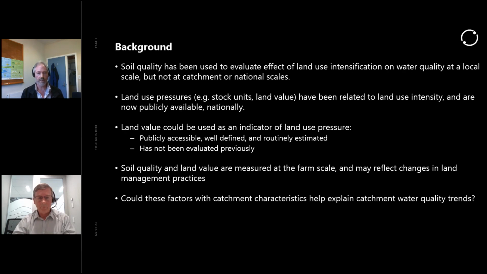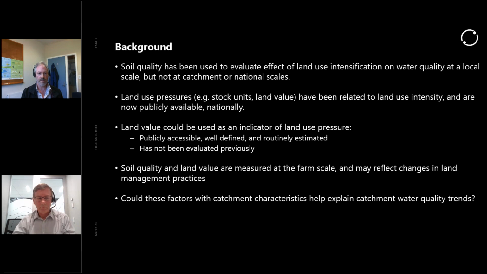And first, a bit of background. We were particularly interested in soil quality, and this has been used to evaluate land use intensification on water quality, but particularly at local scale, such as plot scale, paddock and farm scales, but generally not at catchment or national scales. And we were interested in land use pressures. These are things like stock units, particularly land value, and these have been related in the past to things like land use intensity, but these are now publicly available across the whole country.